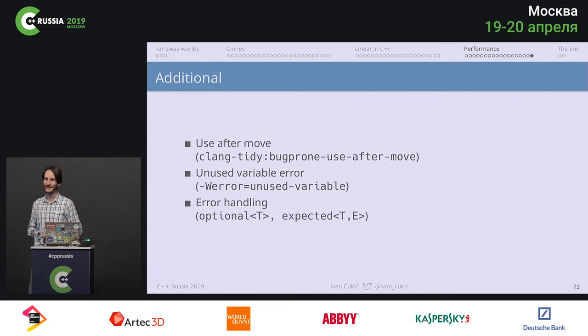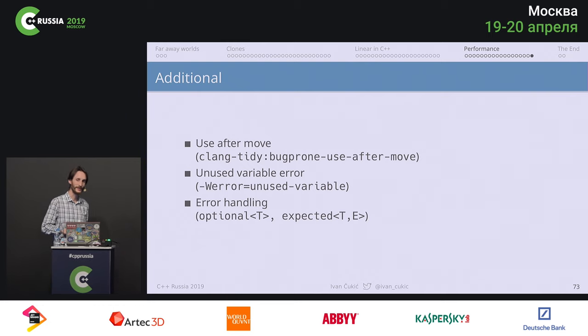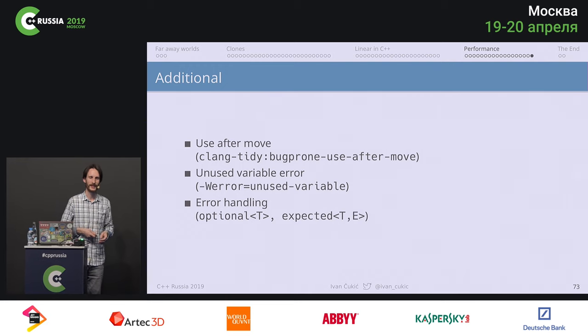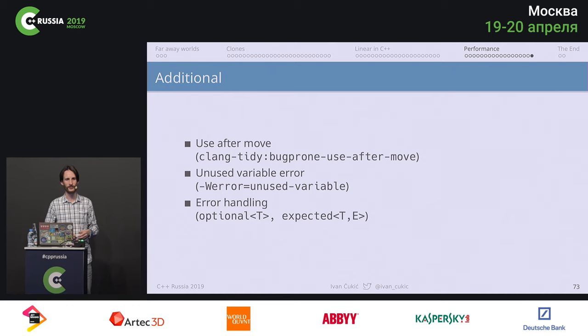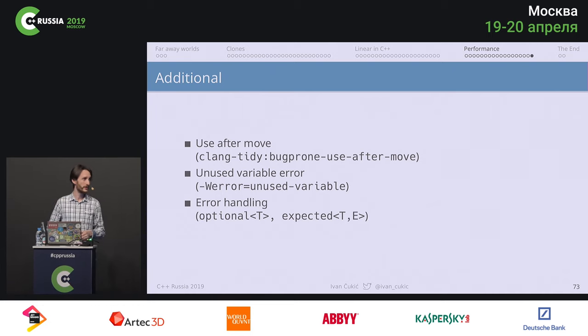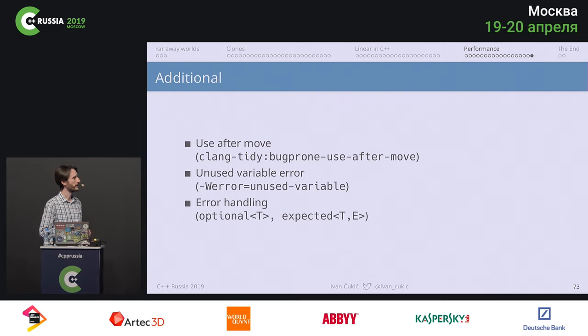Unless you listen to the talk tomorrow by Phil, you should use std optional, std expected, and Boost Outcome for error handling. If you use exceptions, they can collide with the idea of linear types. If you're promised that you're going to use something once and exactly once, what does it mean to throw an exception? Did you use that value or not? So if you want to obey some rules, it's much cleaner to use optionals, expecteds, etc., than normal exceptions.